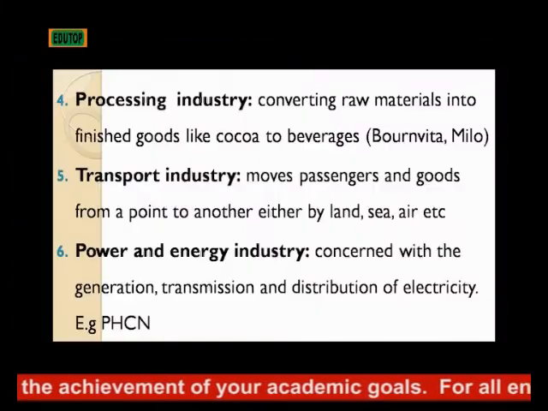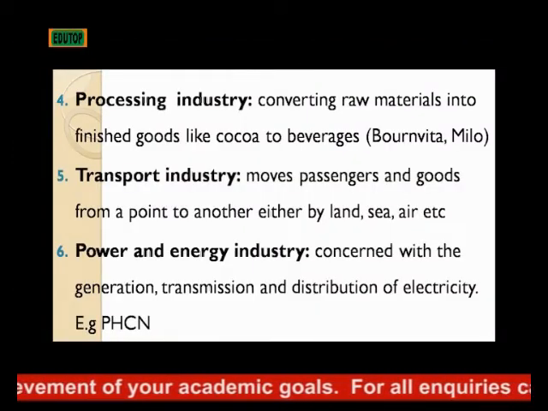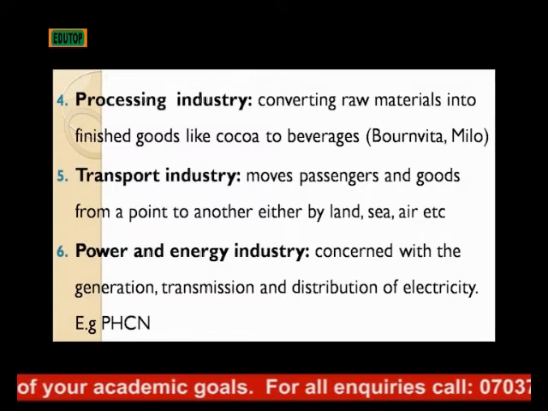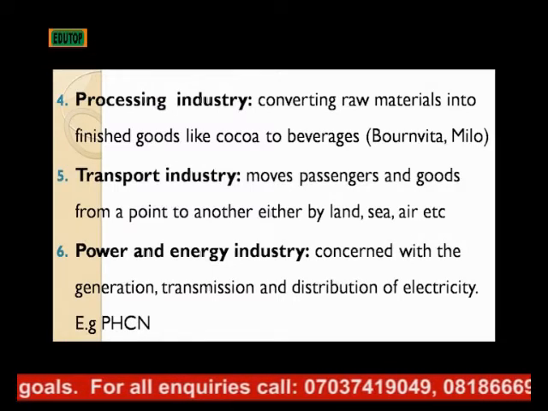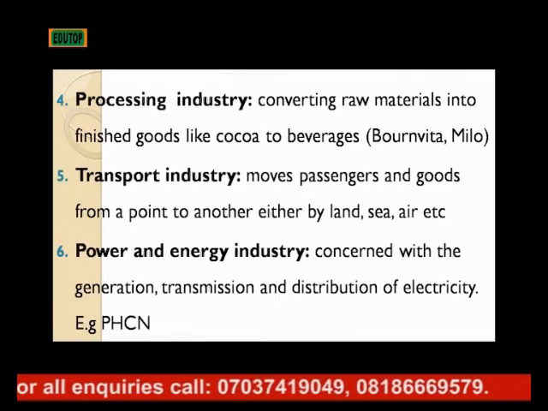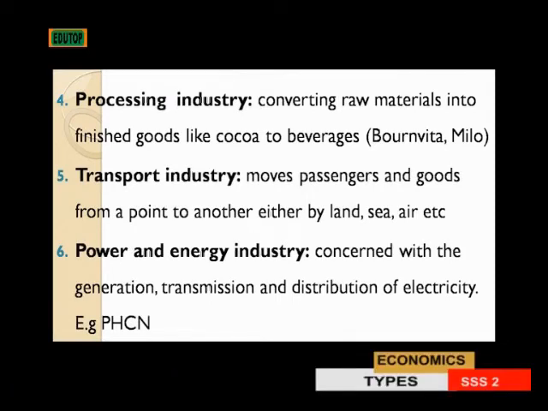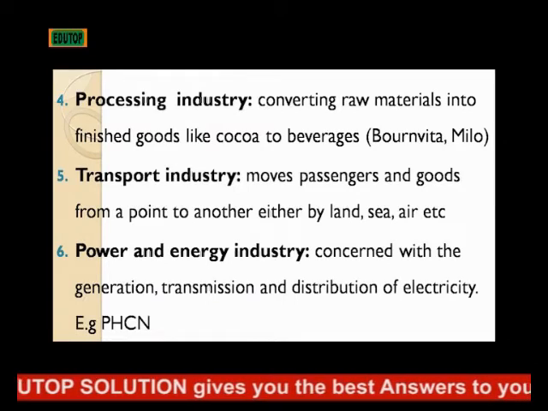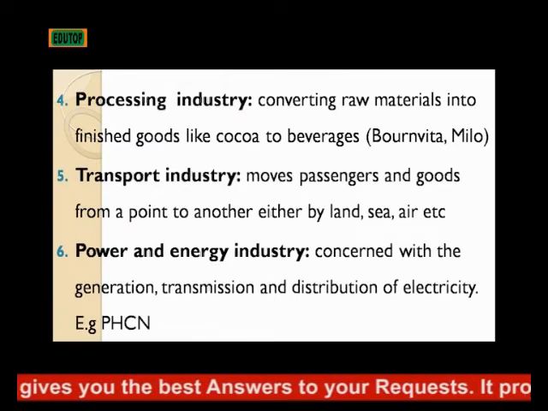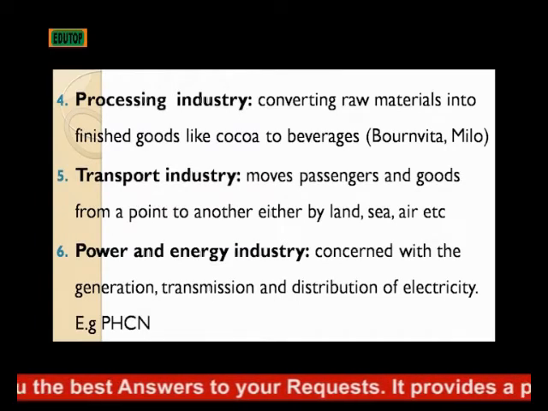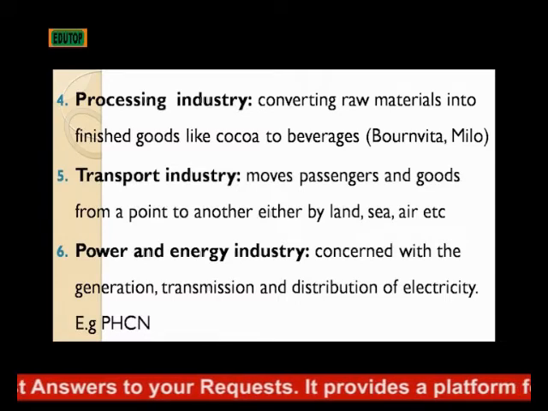Also, we have the processing industry. Processing industries are the ones that convert raw materials into finished goods, especially those that deal with food products, such as beverages. We have Milo, we have Bournvita. They convert cocoa and some other ingredients together to bring out such food materials. Those are the ones under the processing industry.